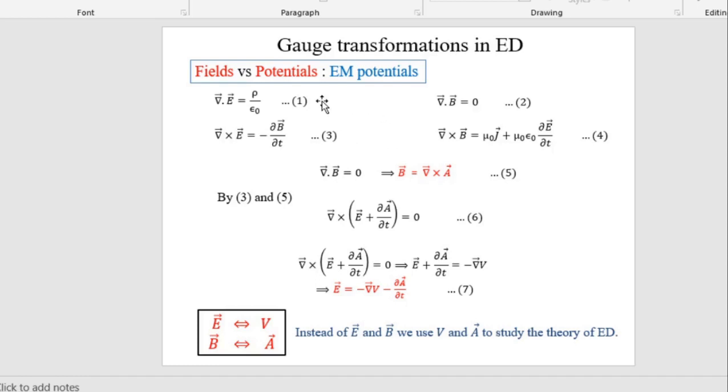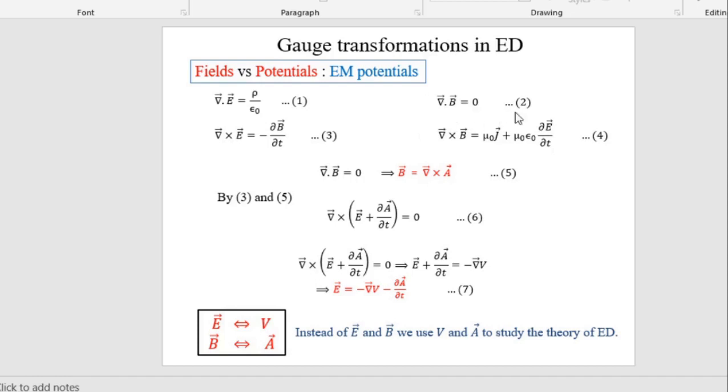So let us consider Maxwell's equations. The first equation is divergence of E is equal to rho by epsilon naught. Then divergence of B is equal to 0. Curl of E is equal to minus del B del t. Then curl of B is equal to mu J plus mu epsilon del E del t. So these are the four Maxwell's equations.